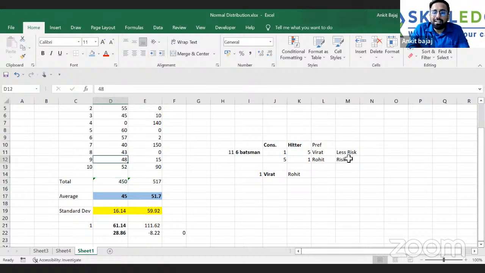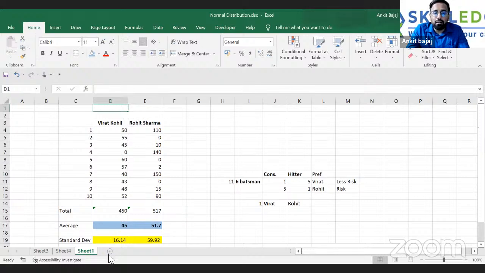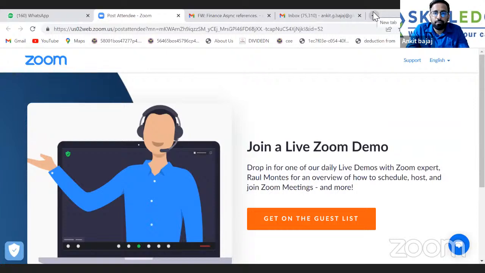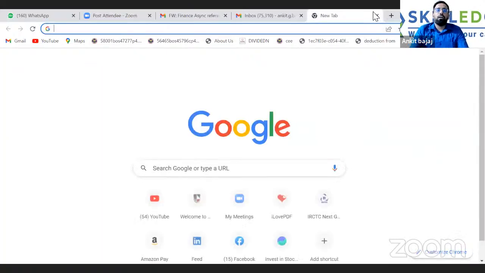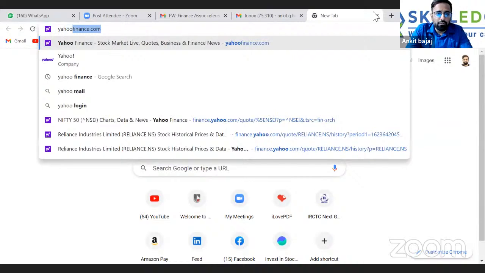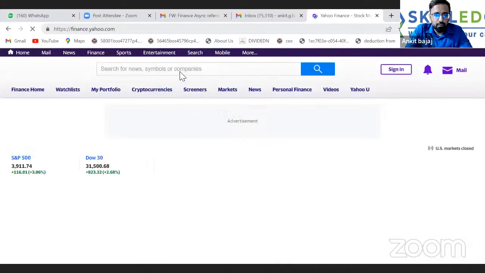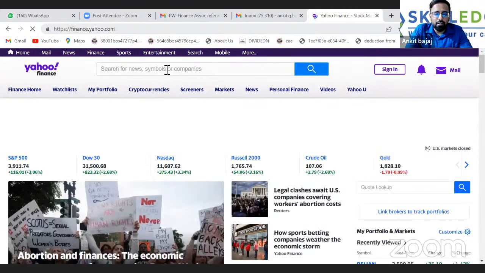Now I will take real stock data and we will try to find out the standard deviation. How can you fetch the real data? You can go to Yahoo Finance. Just write yahoofinance.com in Google. From here you can fetch the data of any company. I will be taking the data of Reliance Limited.